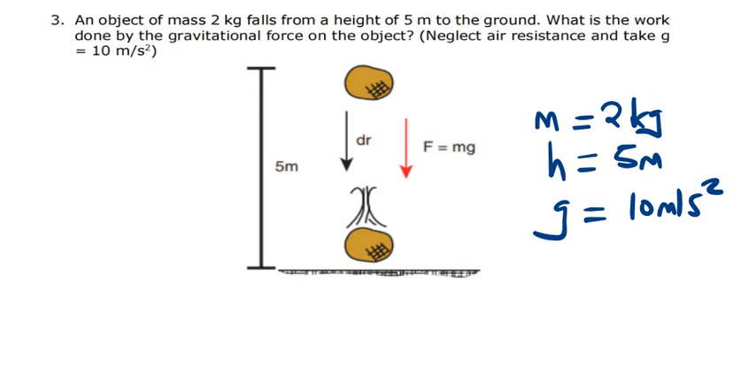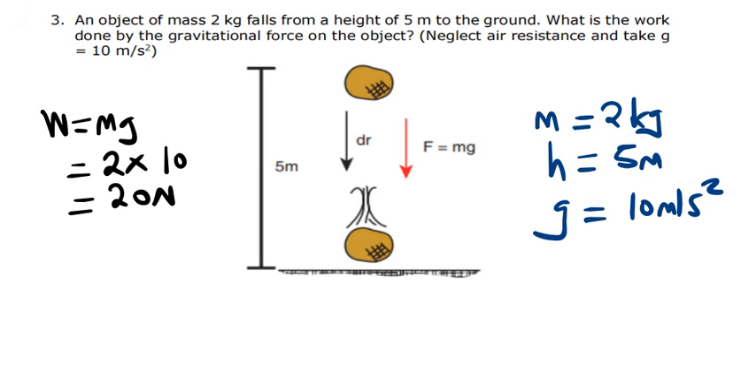So the weight force, we know that weight itself is mg. Okay, so what will be our mg? In this case, we've got a mass of 2 multiplied by the acceleration due to gravity, which is 10. Our weight in this case will be 2 multiplied by 10, that is 20 newtons. That will be the weight of this object.